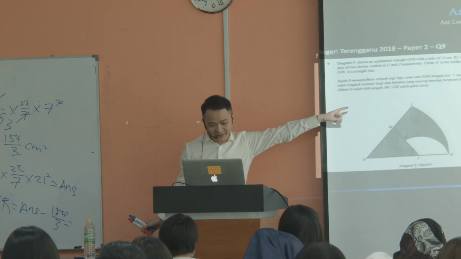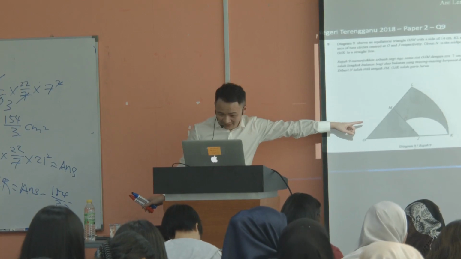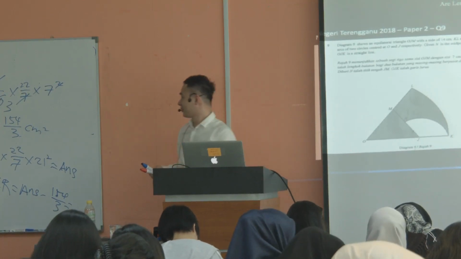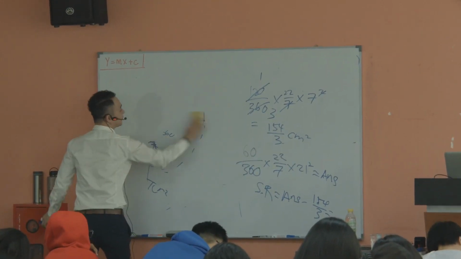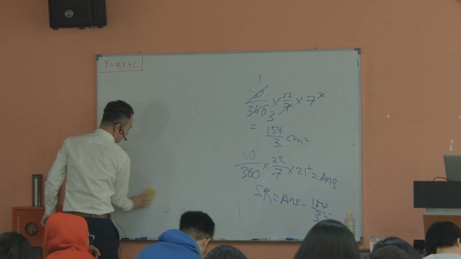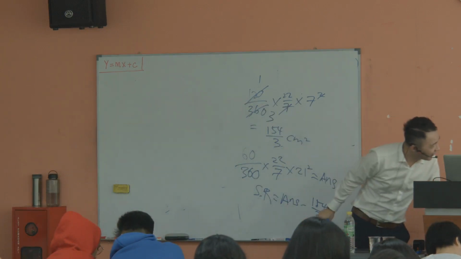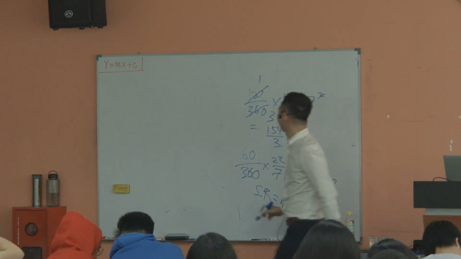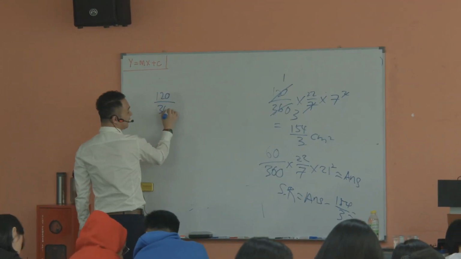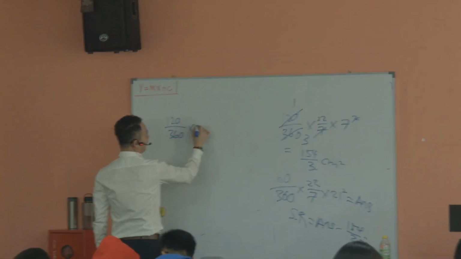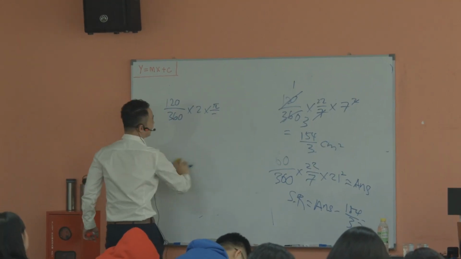The arc length of LK and the arc length of KN. Alright, arc length, I will use back the arc length formula here. So I find the NK first. Okay, so it will be 120 over 360 multiply 2 pi r, 2 pi r. 22 over 7 as a pi.